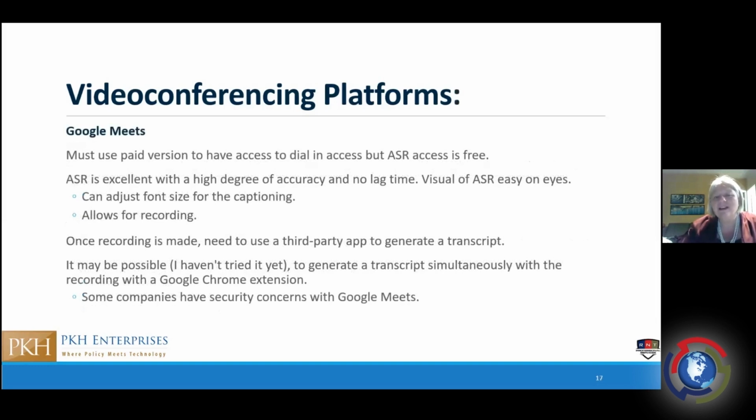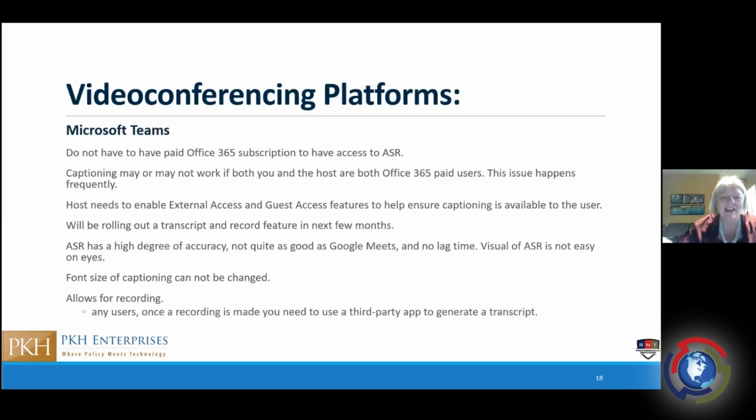Google Meets, the ASR access is free, but you have to have the paid version of Google Meets. So, there's some piece there. And so part of the question is, how fast are the transcripts versus that? So all of these, and it says some companies have security concerns with Google Meets, some have it with Zoom, so certainly, and then Microsoft Teams.